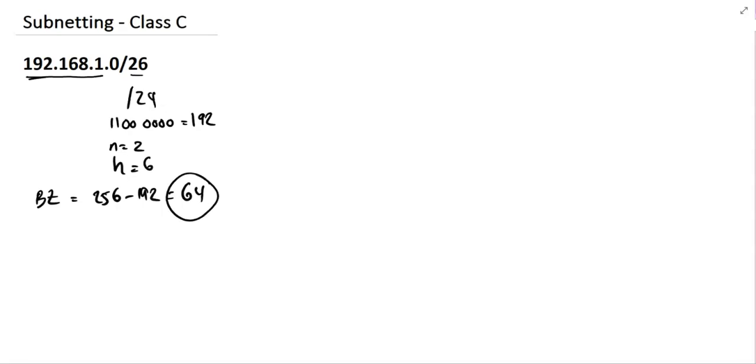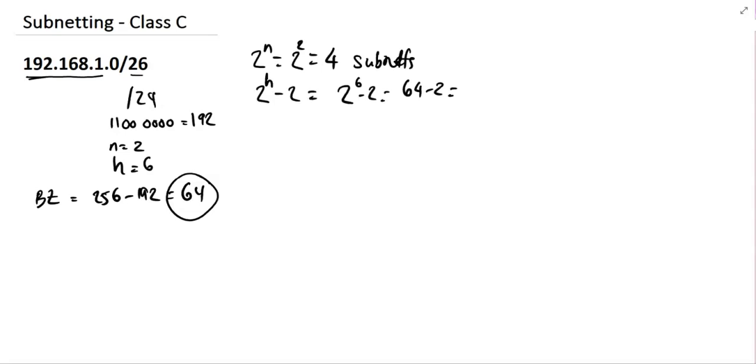But how many blocks do we have? You can tell from 256 there are 4, but let's calculate from here. 2 to the power of n, which is 2 to the power of 2, gives you 4 subnets. If you have 4 subnets, what is in each subnet? It's going to be 2 to the power of h minus 2, 2 to the power of 6 minus 2, and 2 to the power of 6 is 64. If you subtract 2, you have 62 IPs, or valid hosts, in each subnet. That means 4 of them.